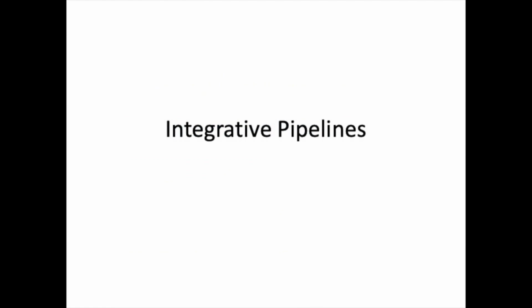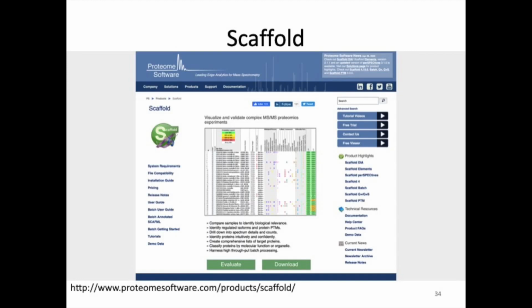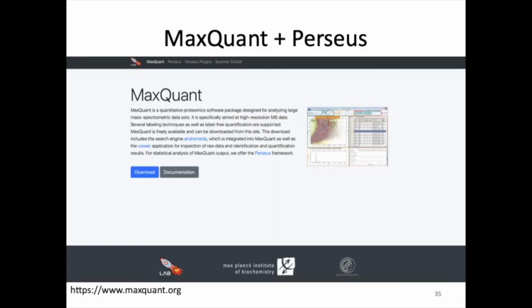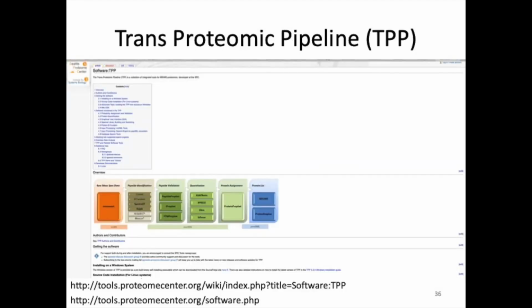There are also multiple integrated pipelines. Using them, you can perform protein identification and quantification and further downstream analysis. For example, Scaffold. It has both commercial and free versions. We will try to analyze some example data using the free version of Scaffold. MaxQuant followed with Perseus. This is another pipeline developed by the Max Planck Institute. Last but not least, TPP, the Trans-Proteomic Pipeline, developed by the Seattle Proteome Center.